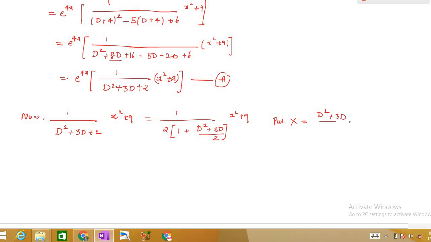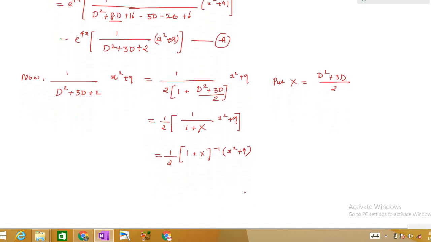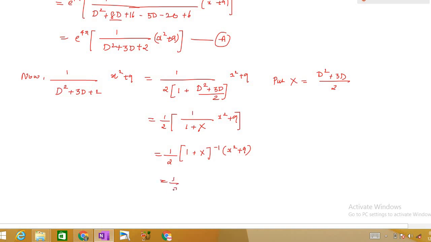So please watch previous videos and come back to this video. So I can take 1 by 2 outside. This I can write as 1 by 2 (1 plus D) whole power minus 1 of x square plus 9. So if I expand (1 plus D) the whole inverse, this will be 1 by 2 (1 minus D plus D square minus D cube and so on) of x square plus 9.